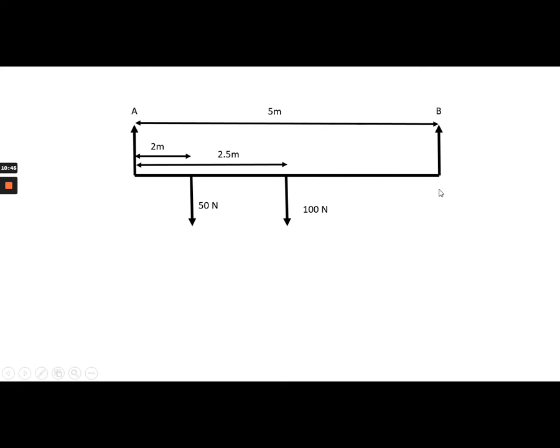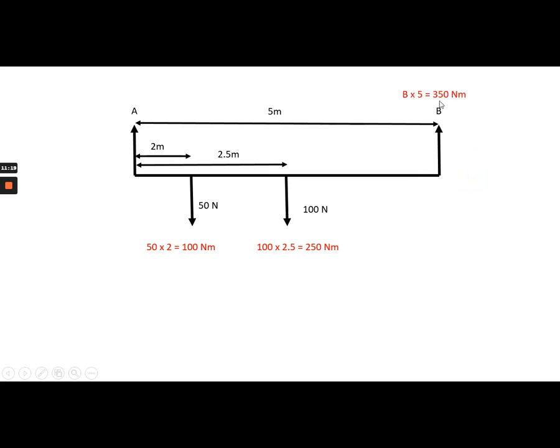So is A a pivot or is B a pivot? Let's take A as the pivot, so we can ignore A for now because it's on the pivot. So that will have a clockwise moment, this one will have a clockwise moment, and that one would have an anti-clockwise moment. Okay, force times distance. So this one, 50 is the force, distance is 2. Let's do force times distance for this one, and that gives me the moment of that one. So the total clockwise moments is 350 Newton meters.